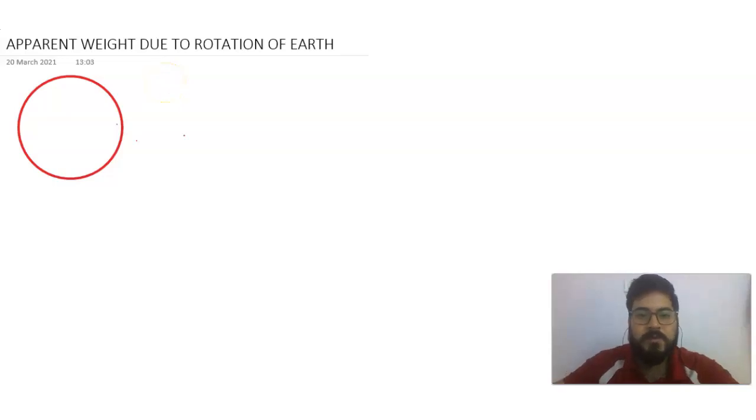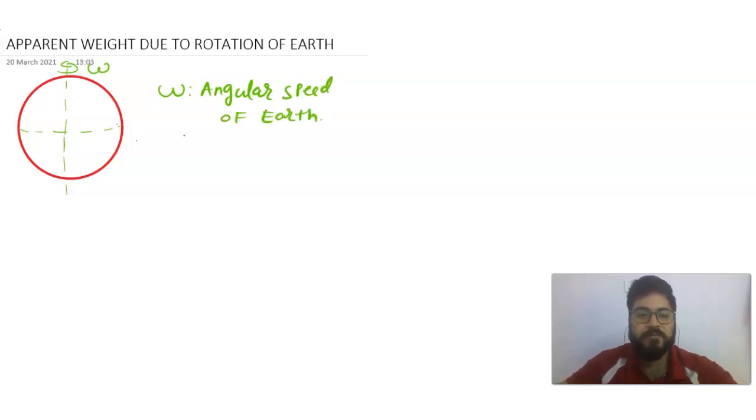Hi, my name is Prince and we'll discuss the effect of rotation of Earth on the apparent weight of an object. Okay, so let us say that this is the Earth over here, and we can assume that this is an axis of rotation about which Earth is rotating with some angular speed omega. Okay, so what is omega here? This is the angular speed of Earth. Let's assume that omega is the angular speed of Earth.